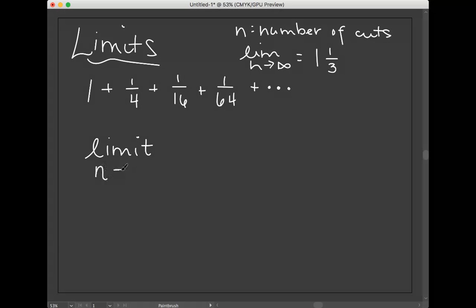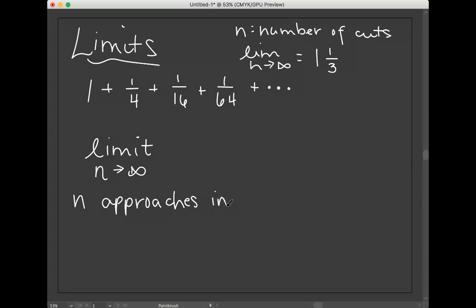Now, the important part here is we're saying as n approaches infinity. That's how you read that part there. N approaches infinity. This is where it's important to think about the potential of infinity and not the completeness of infinity. We're not saying that n is at infinity. We're just saying n is heading to infinity. What is this sum heading towards? So if this was the sum, the limit as n approaches infinity of s would equal 1 and 1/3.